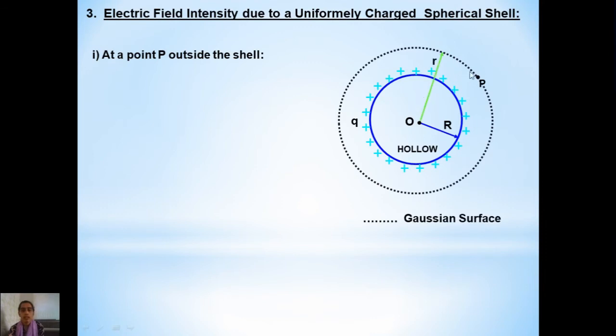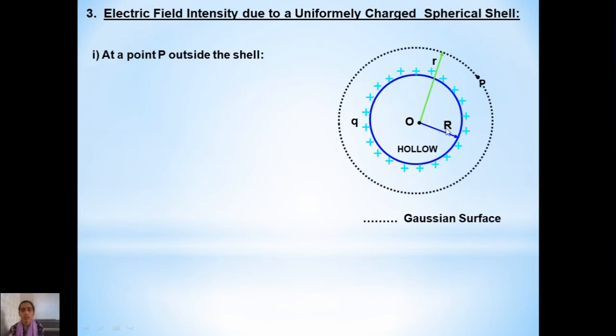And what I am considering is this Gaussian surface. The distance of this Gaussian surface from the center of the sphere is small r. Okay, this is not the radius of the sphere, but it is the distance of the Gaussian surface from the center of the charged spherical shell. Make sure you differentiate between the small r and this capital R.